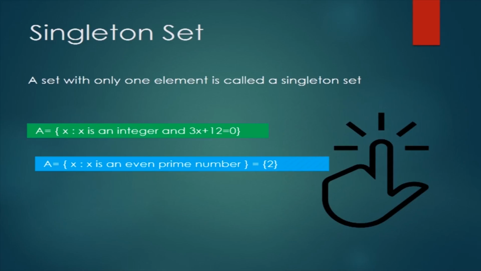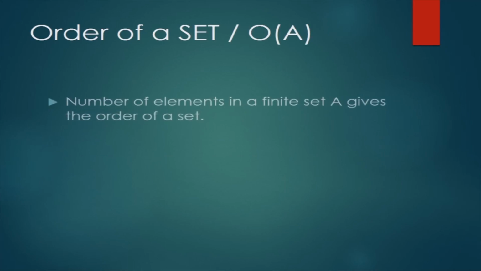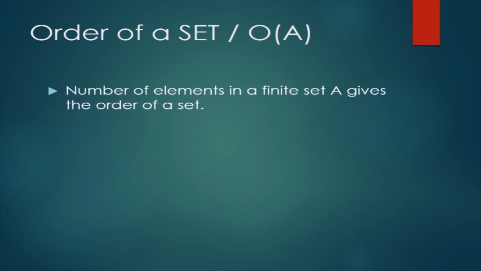Now, if we look at all types of sets, it is noticed that number of elements is different in different sets. Number of elements in a finite set A gives the order of a set. In English alphabets, there are 5 vowels A, E, I, O and U. So, order of set of vowels is 5.